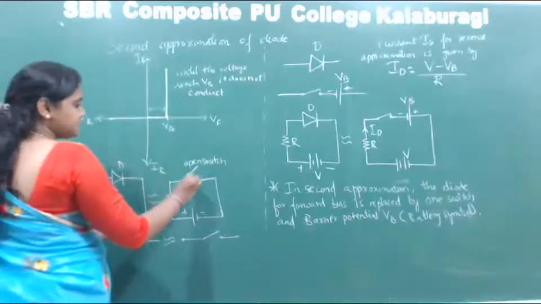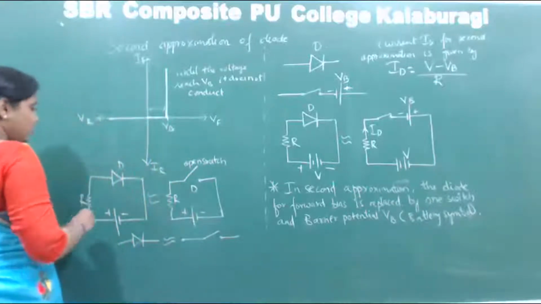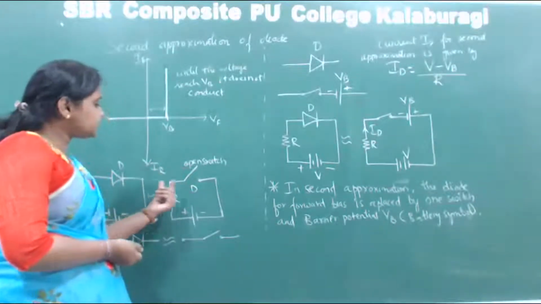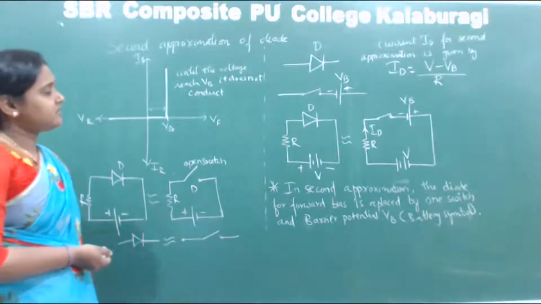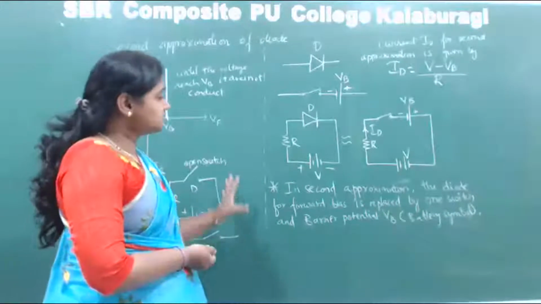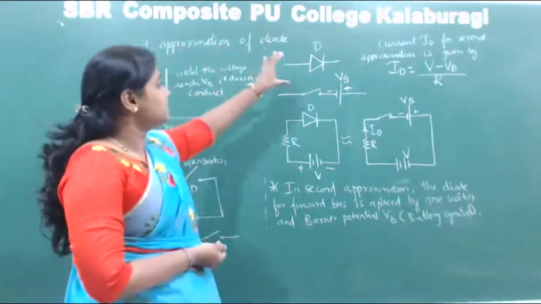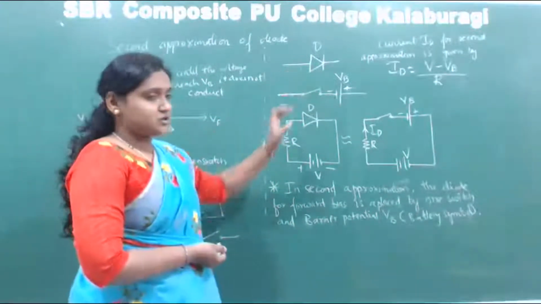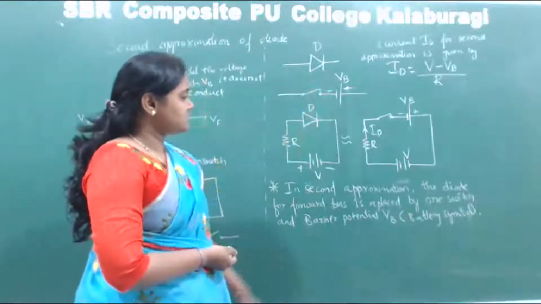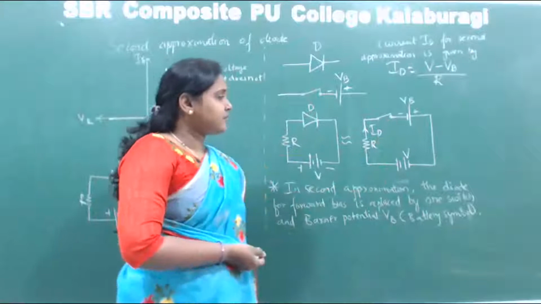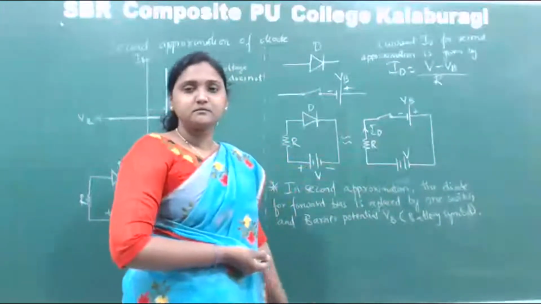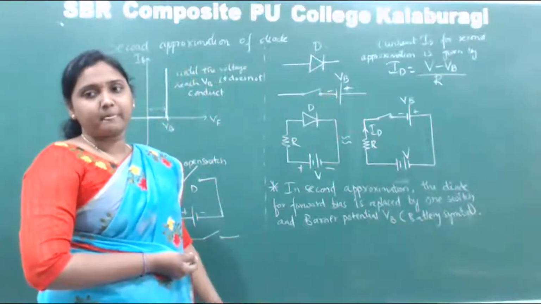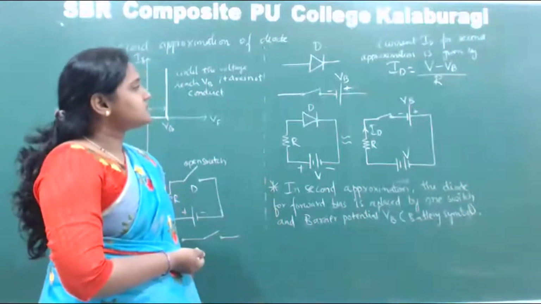This is for the reverse bias condition. This is replaced by the open switch. For the reverse bias condition, for all the approximations, first, second, third approximation, simply the diode is replaced by an open switch here. Whereas for the forward bias, in the second approximation, the diode is replaced by switch plus barrier potential. First approximation, only switch. Second approximation, switch plus barrier potential. This circuit is represented by this form. And from this form, we can write the expression for ID, where ID is equal to V minus VB by R for second approximation. Got it? So this is all about the second approximation.